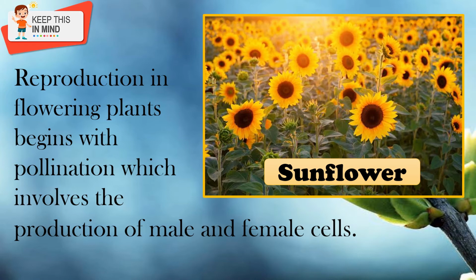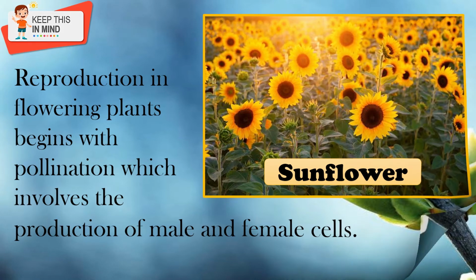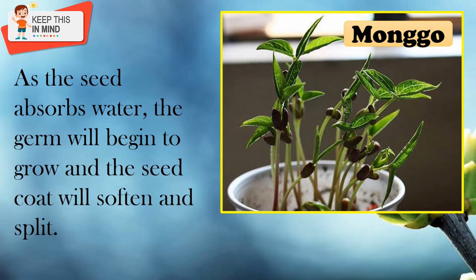Reproduction in flowering plants such as the sunflower shown in the picture begins with pollination, which involves the production of male and female cells. Mungbean reproduces through the process of germination. As the seed absorbs water, the germ will begin to grow and the seed coat will soften and split. The germ will first produce a long, pale yellow to white root.